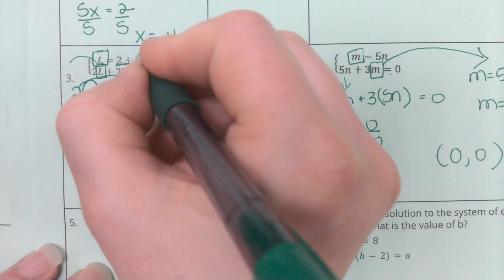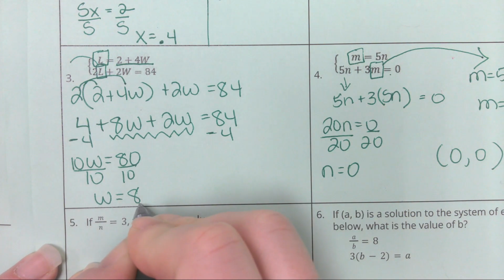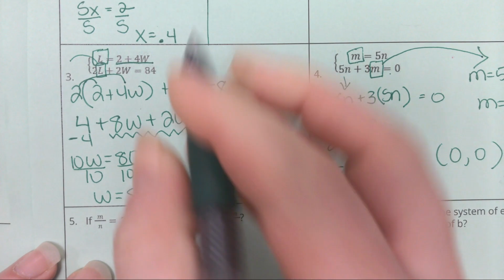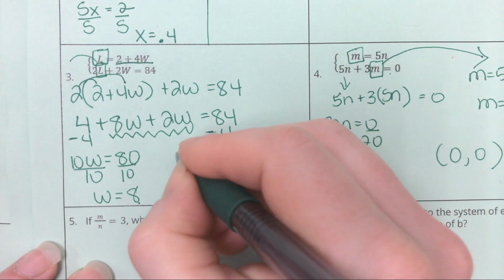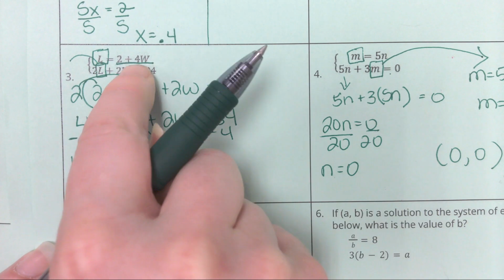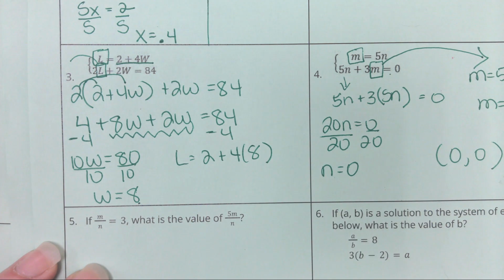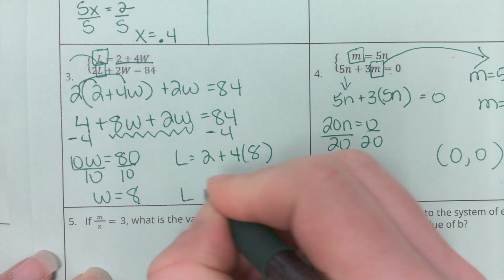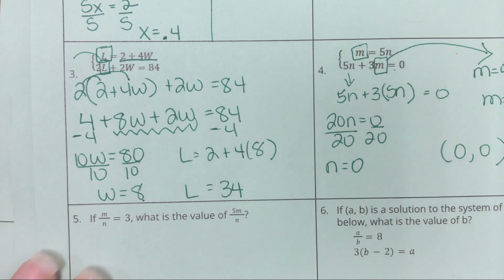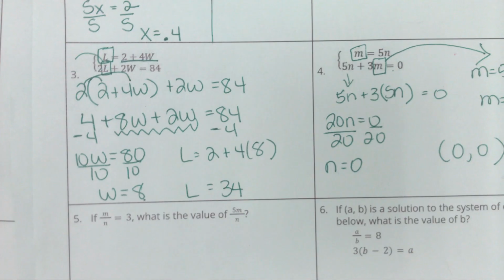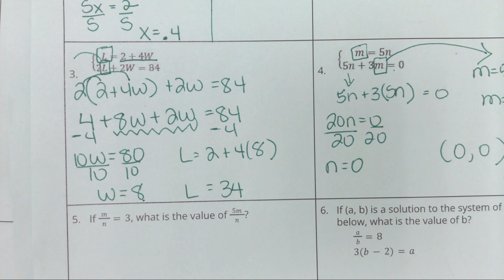Up here, I'm going to take out the W and I'm going to put an 8 in its spot up here. So I write L equals 2 plus 4 times 8. And was that you, Ben, who said 34? L equals 34. Okay.